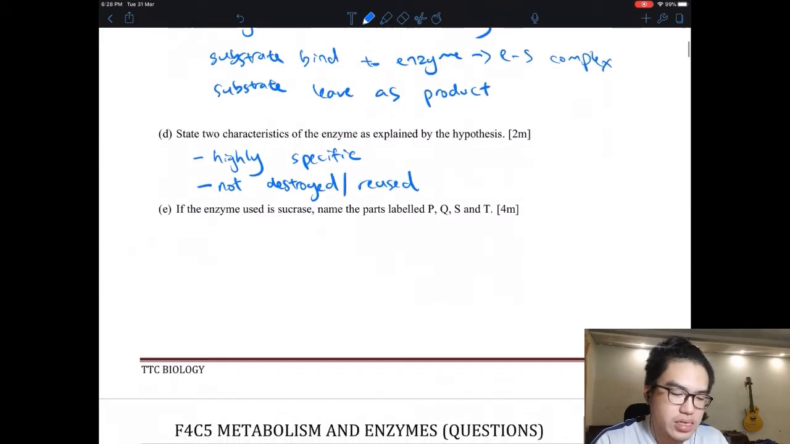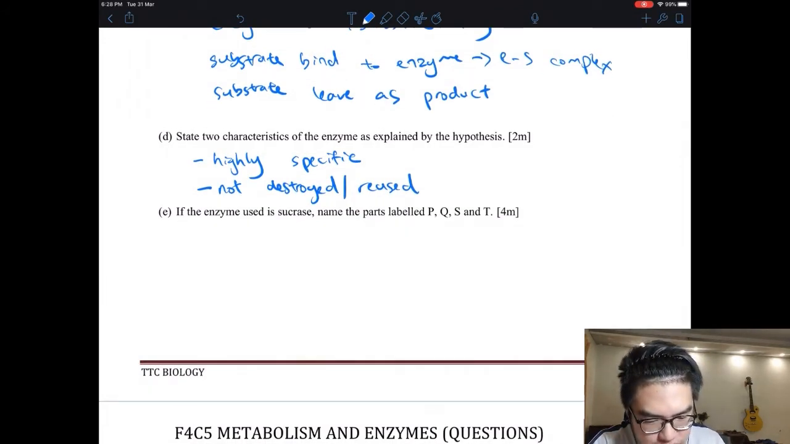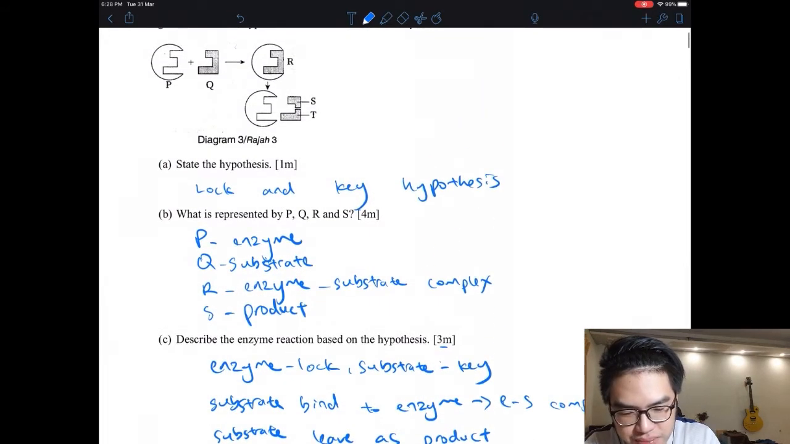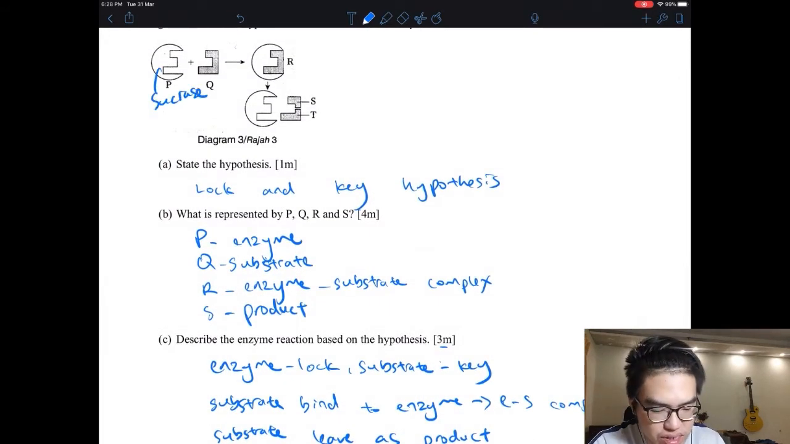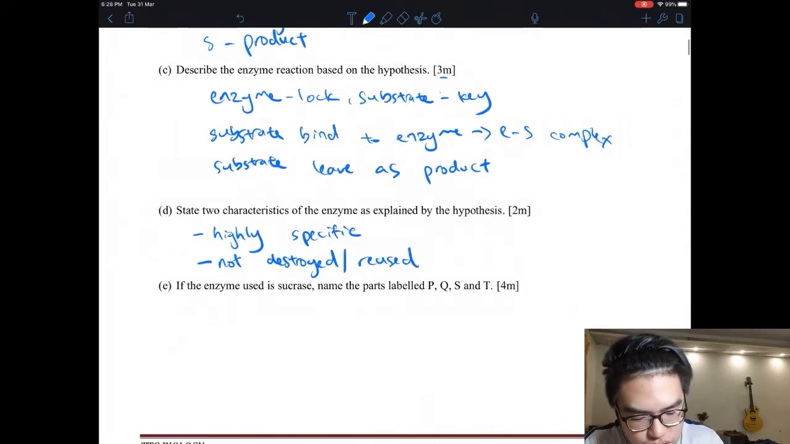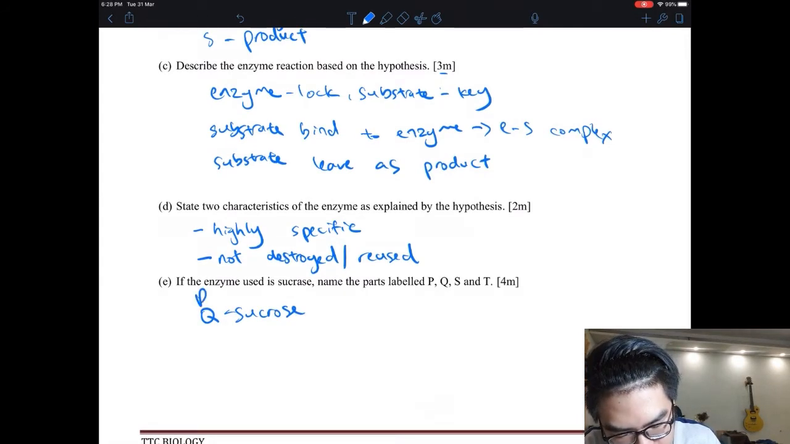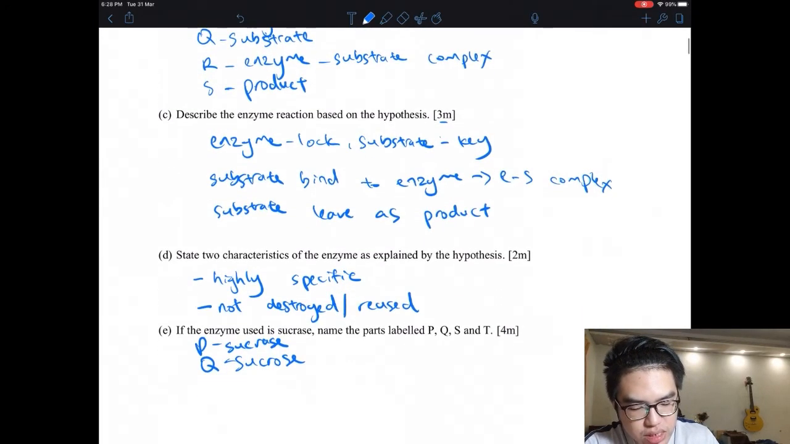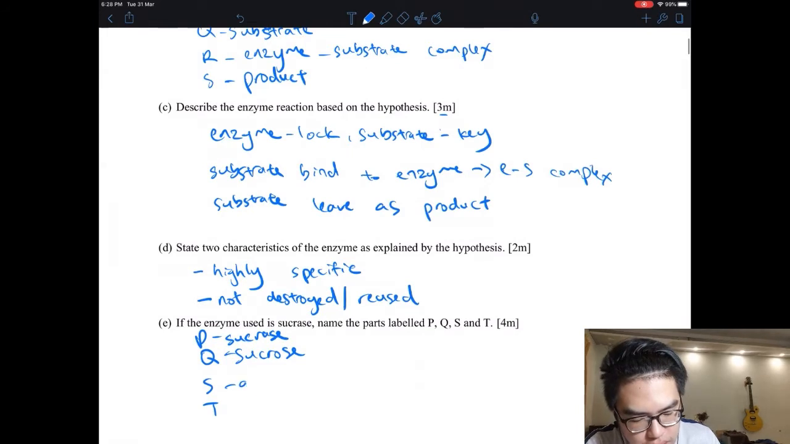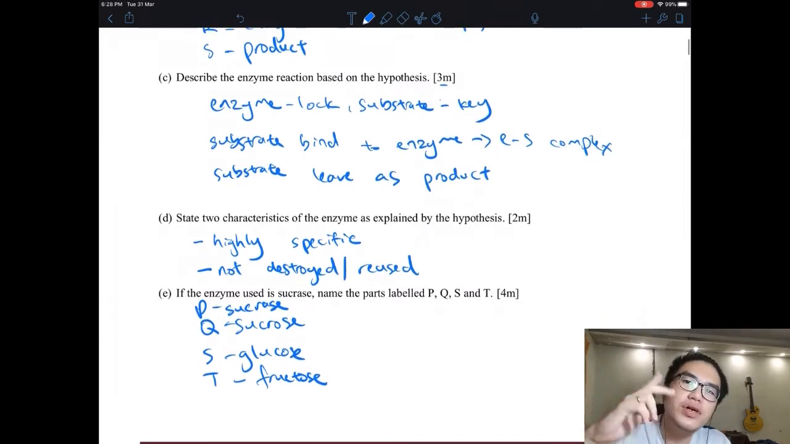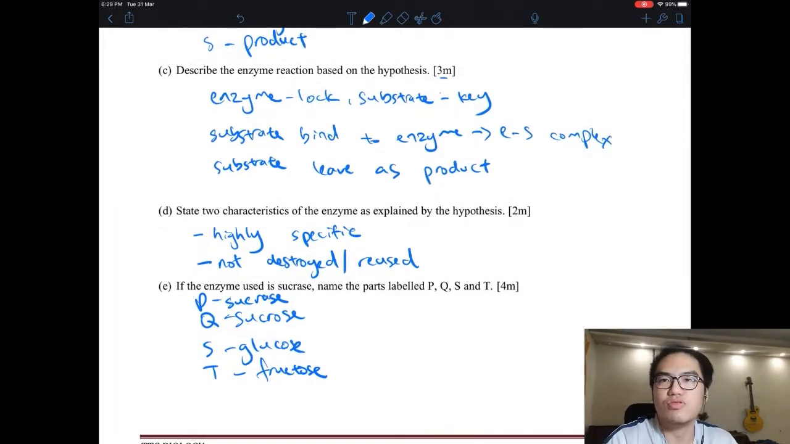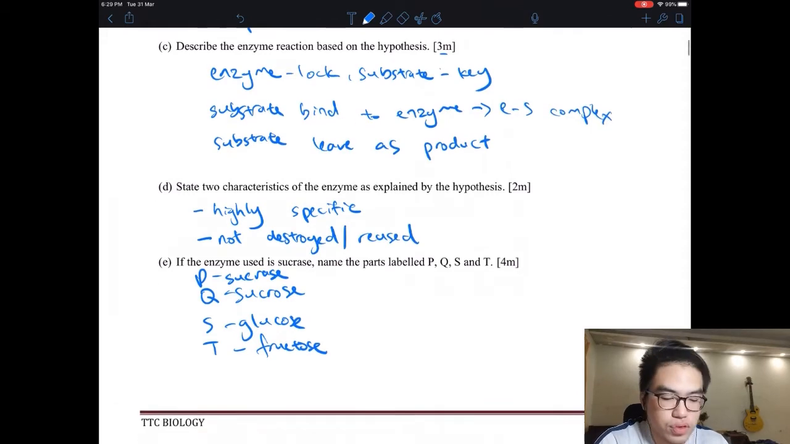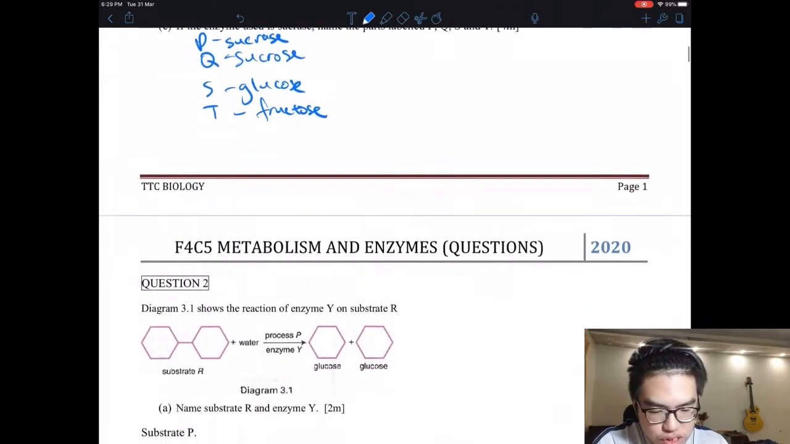Next, E. If the enzyme is sucrase, so now let's assume this is sucrase. Do you remember what sucrase digests? So Q is my sucrose, and of course P is the sucrase. How about S and T? Sucrose will split into 2, which is glucose and fructose. This is related to the previous chapter. If you want to reverse S and T, that's fine, because there's no specific shape for sucrose or for glucose or fructose. It's accepted.